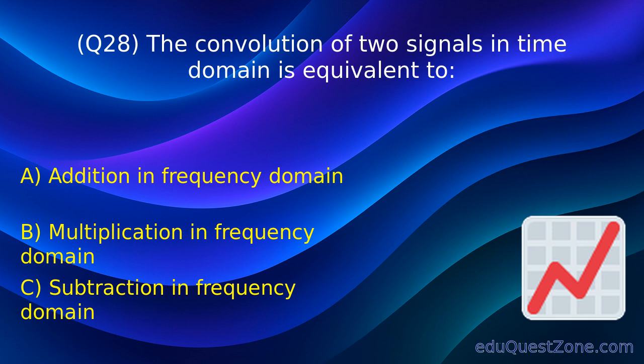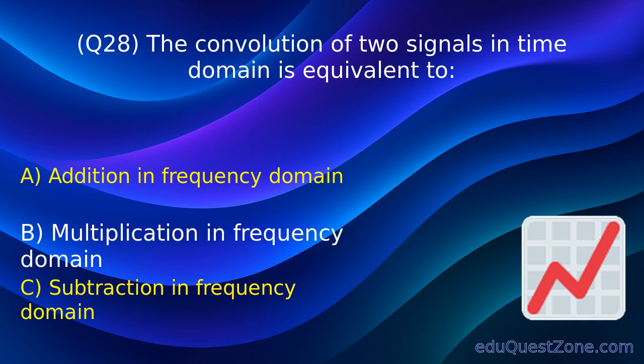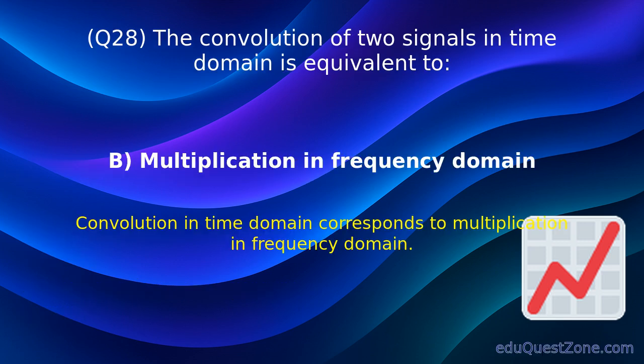Question 28. The convolution of two signals in time domain is equivalent to Option B. Multiplication in frequency domain. Convolution in time domain equals multiplication in frequency domain.